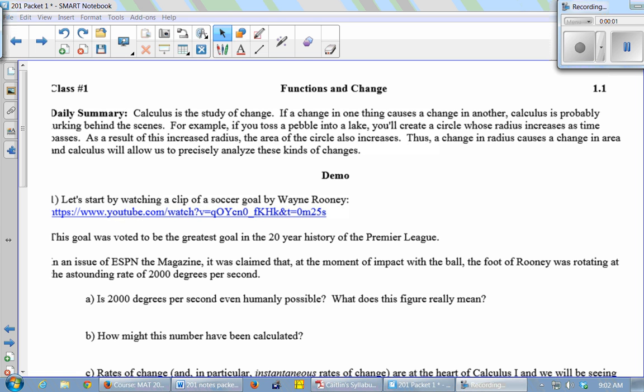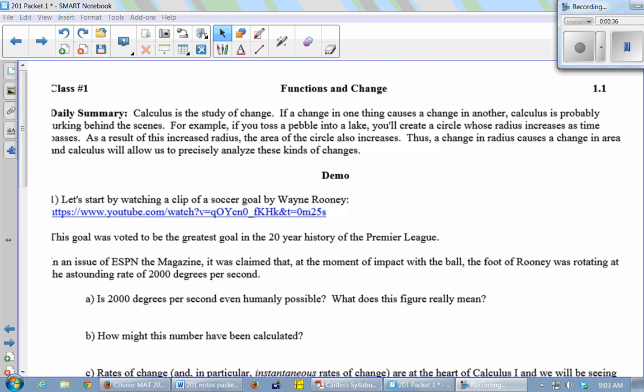Each class starts with a daily summary, and this is just telling you what we're going to do today. So calculus is the study of change. If a change in one thing causes a change in another, calculus is probably lurking behind the scenes. For example, if you toss a pebble into a lake, you create a circle whose radius increases as time passes. And as a result of the increased radius, the area of the circle also increases. So the change in radius causes a change in the area, and calculus will allow us to precisely analyze those kinds of changes.